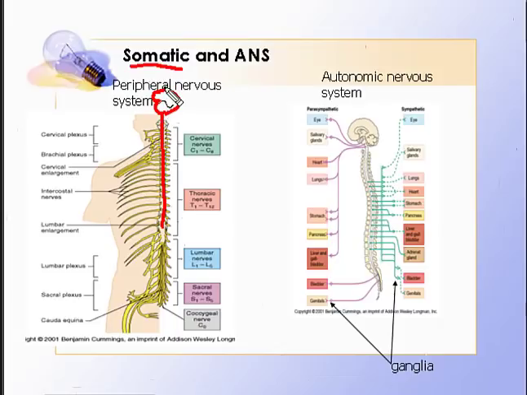And then it is distributed by means of 12 pairs of cranial nerves. So 12 pairs of cranial nerves take impulses from the brain or to the brain, and these cranial nerves serve the head and neck region. So they go to the head and neck area.